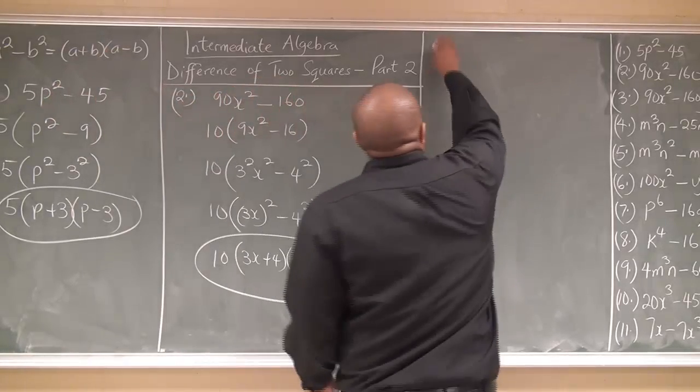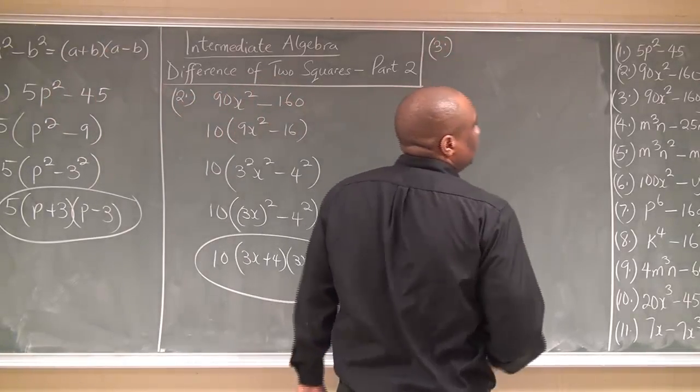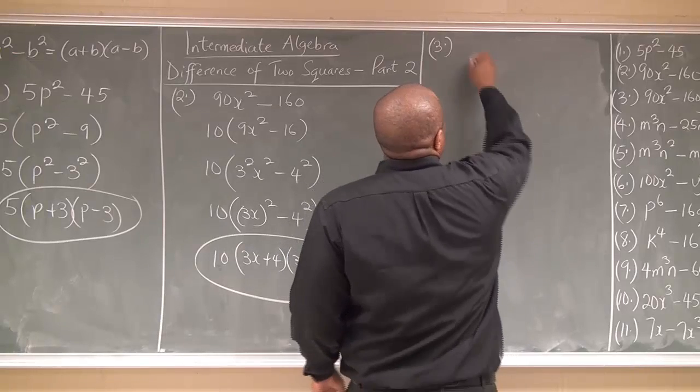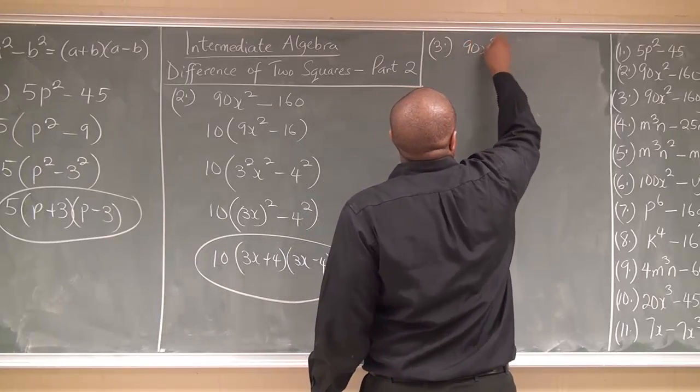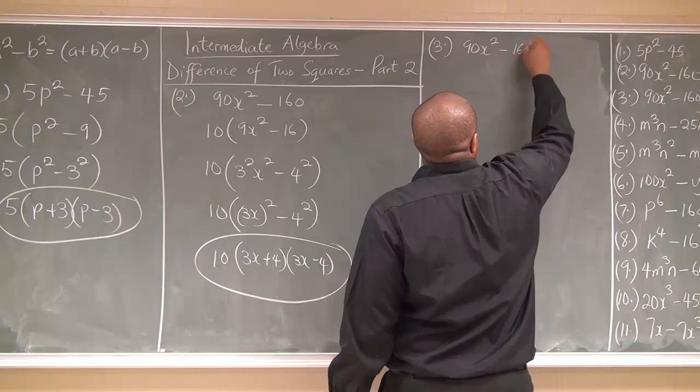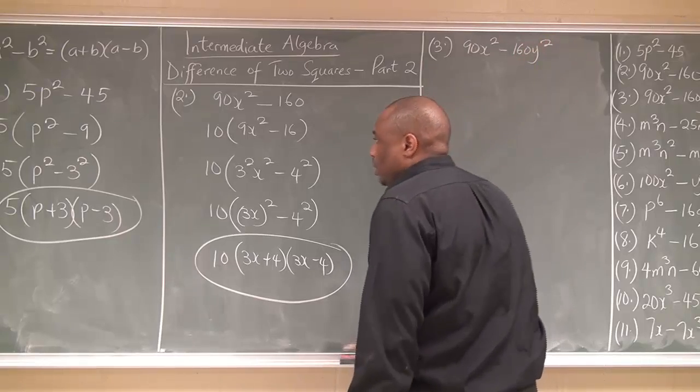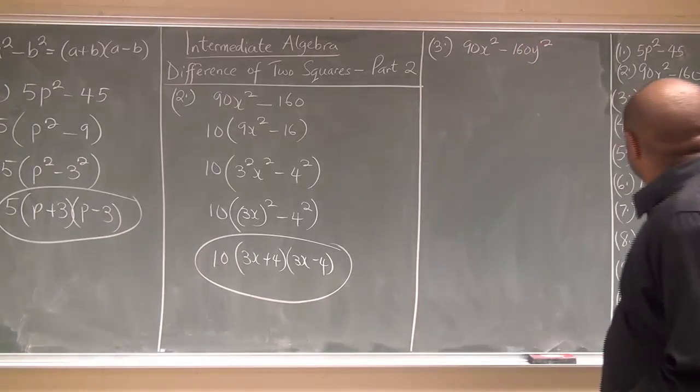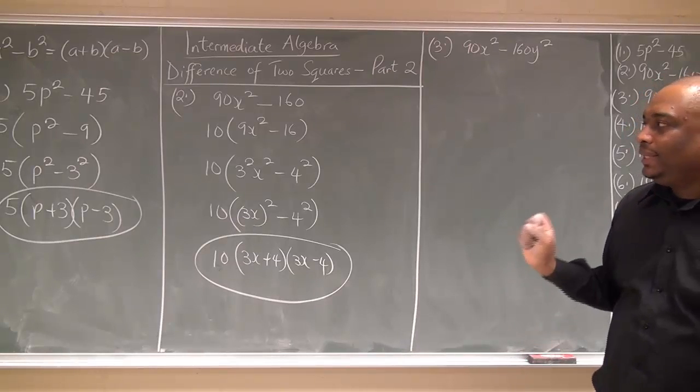Number 3, we have 90x squared minus 160y squared. We have 16 problems here.